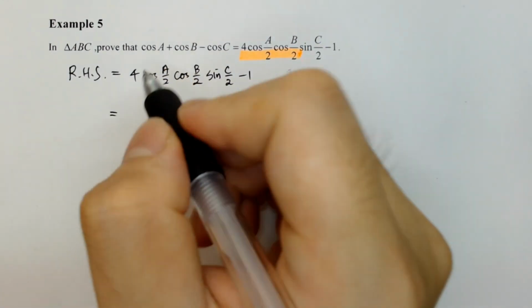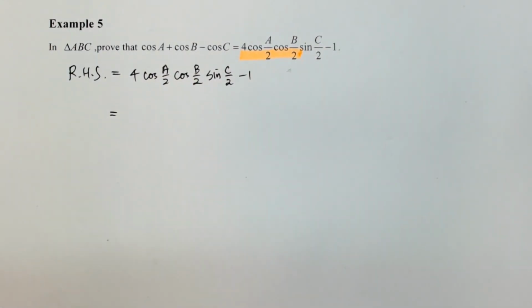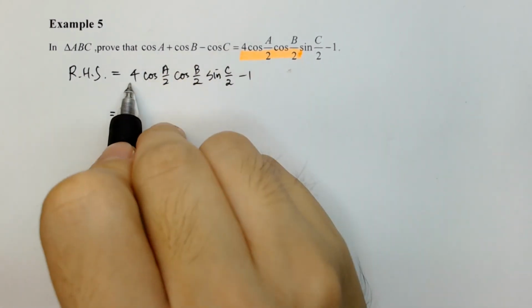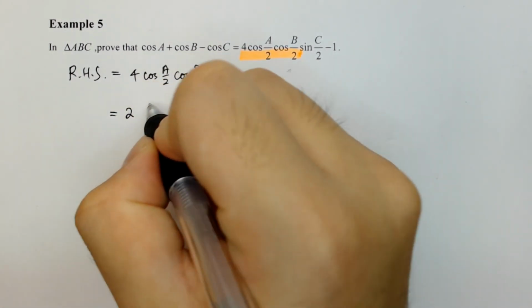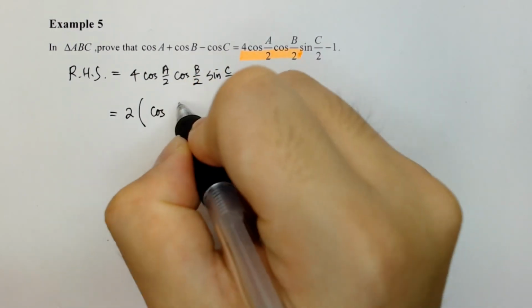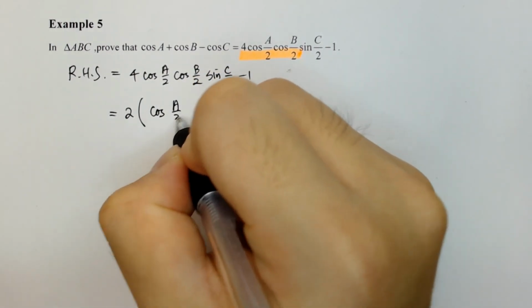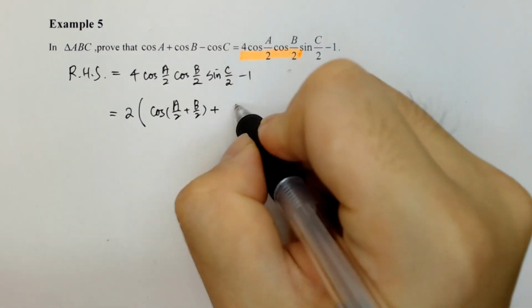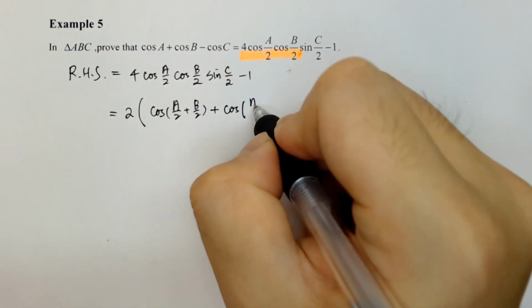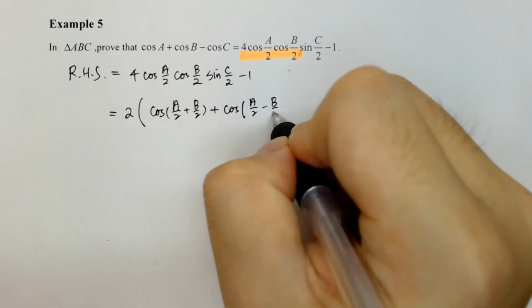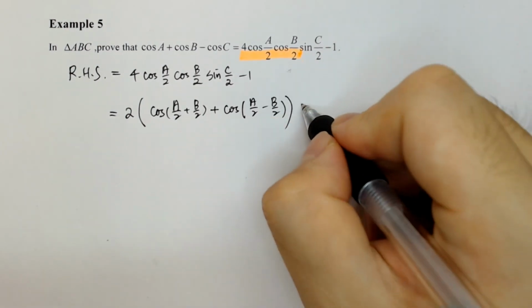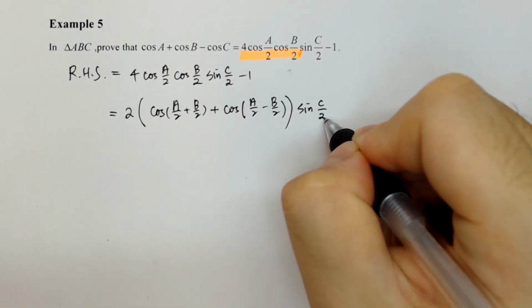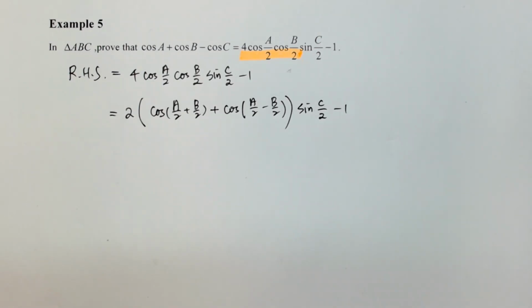Okay, and I use cosine A over 2 and cosine B over 2, that is a product of two cosines, so we need the 2 here as well. So we have 2 of cosine of the sum of these two angles plus cosine of the subtraction of these two angles, and sine C over 2 minus 1. Okay, this is the first step.